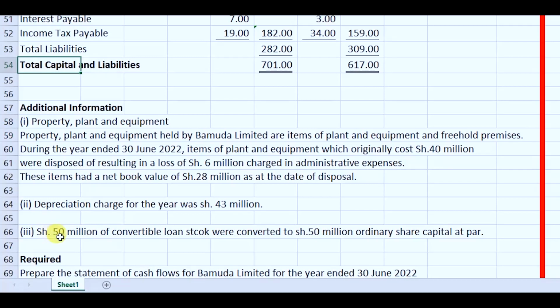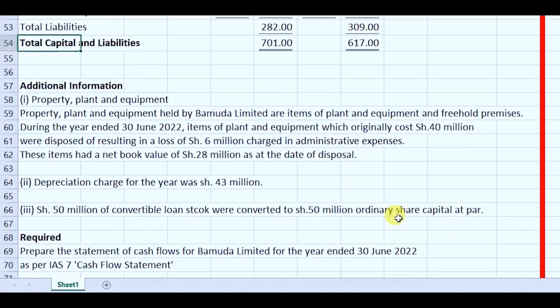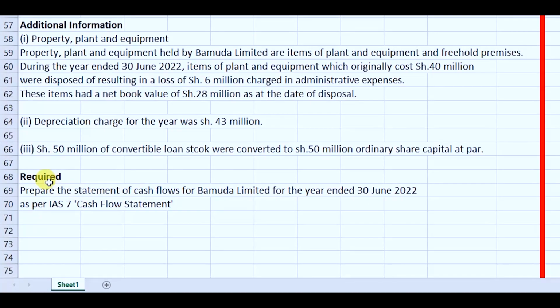Number 3, 50 million shillings of convertible loan stock were converted to 50 million ordinary share capital at par. You are required to prepare a statement of cash flows for Bermuda Limited for the year ended 30th June 2022 as per IAS 7 cash flow statement. So I'll just walk you through the requisite steps that are going to enable us achieve our objective of the cash flow statement.